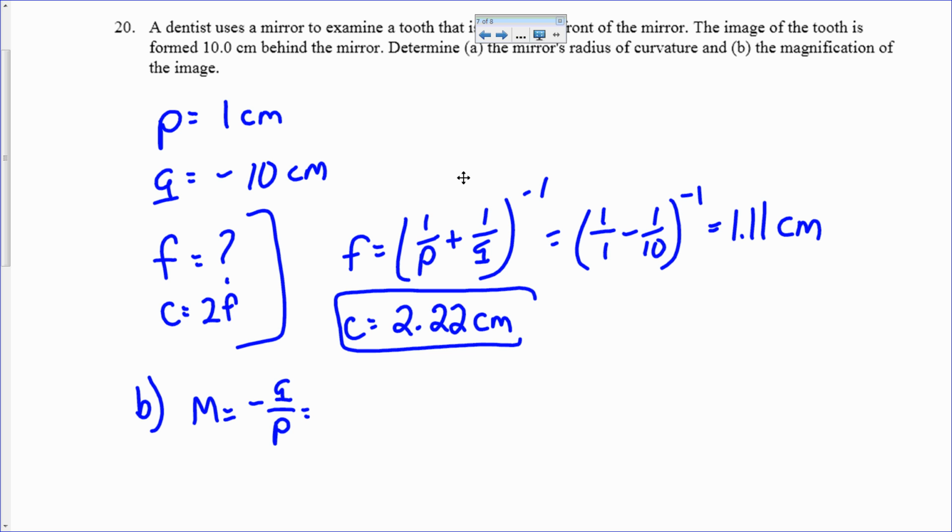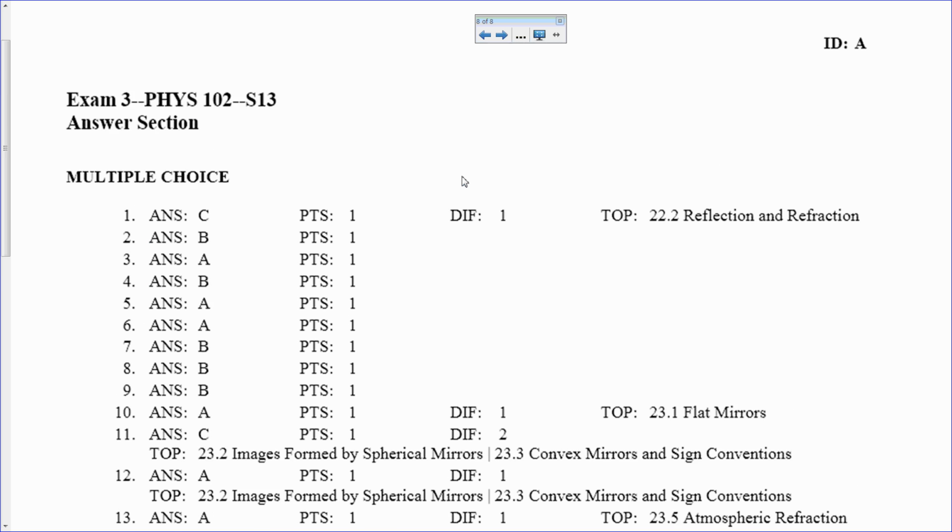That's going to be negative Q over P. It's negative 10. So that tooth looks 10 times as big as it actually is. It's a pretty good mirror, actually. There's the multiple choice.